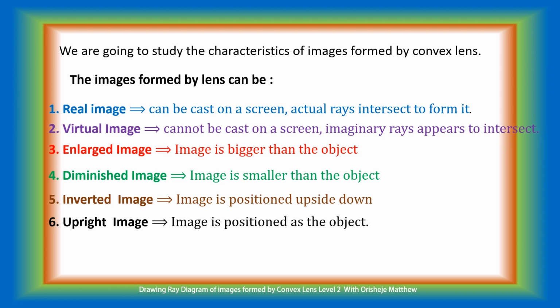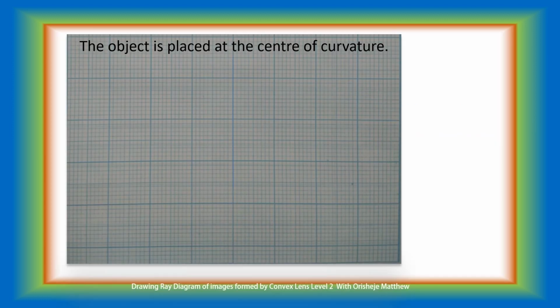Next, let's look at the nature of the image depending on the position of the object from the lens. First, we are going to look at when the object is placed at the center of curvature. So we have a lens with a focal length of 10 cm. The center of curvature is always twice the distance of the focal length, so 20 cm, marked by C in the diagram.